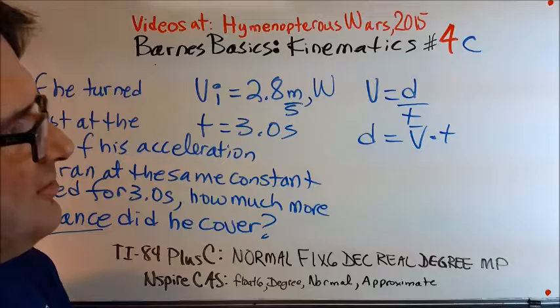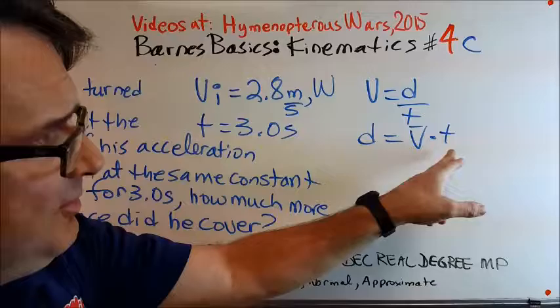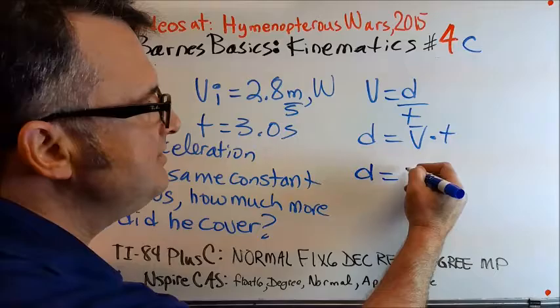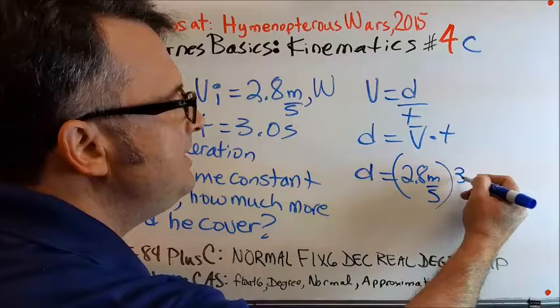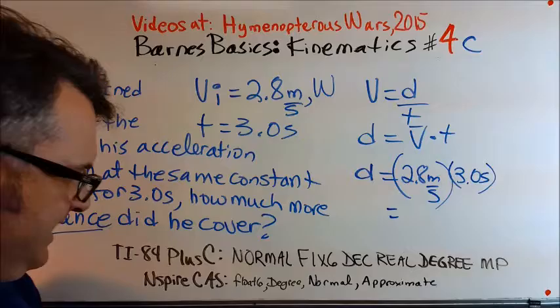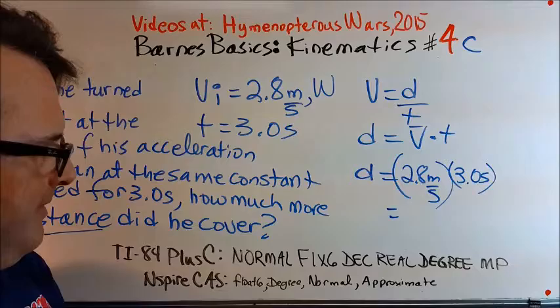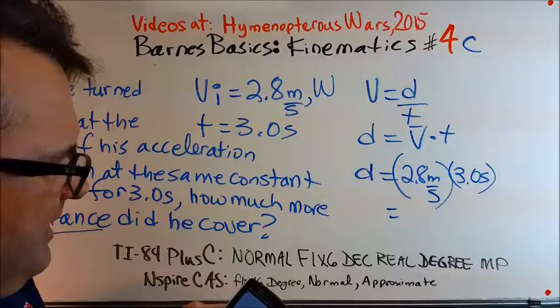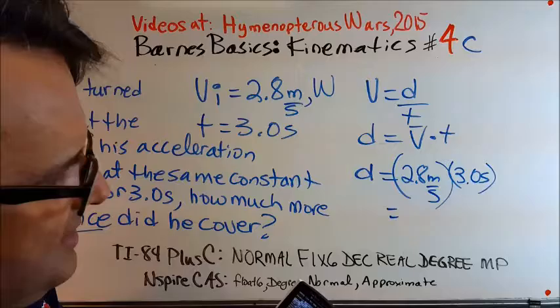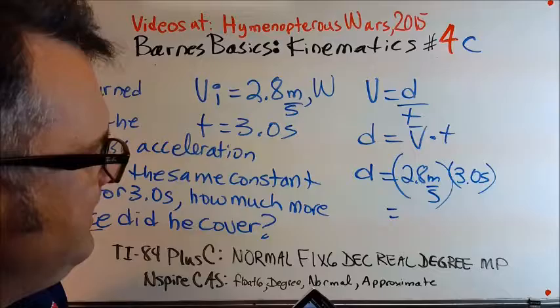With d equal to average velocity multiplied by time, let's plug it, chug it, and crank it. So d is equal to the velocity, 2.8 meters per second, and the time is 3.0 seconds. We are going to use the TI-84 Plus and the Nspire CAS to work these problems. Remember that I need you to have this across the top of your TI-84 Plus. If you hit mode, you will be taken to a screen where you can select all these with your nav pad. Then to get out, you hit second mode to quit.